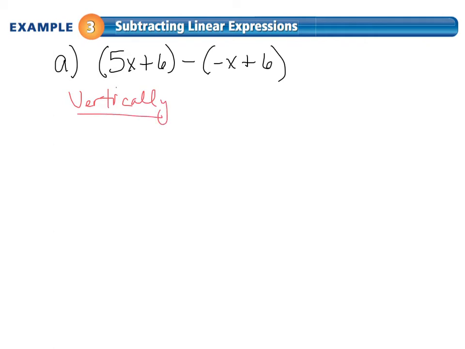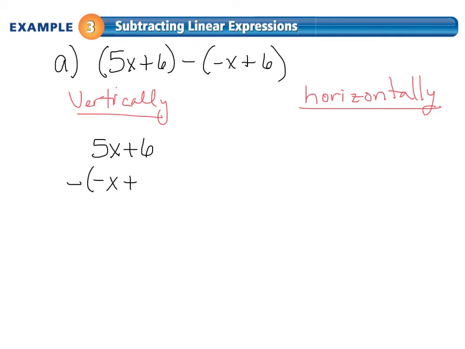And then we're going to do it horizontally. Now, vertically, this is where the mistake happens. We're going to take 5x plus 6, and we are going to subtract negative x plus 6. Here's where the mistake happens. You are subtracting everything that is in the parentheses. So you're subtracting a negative x, and you're subtracting a 6.